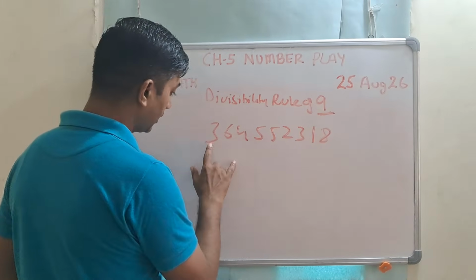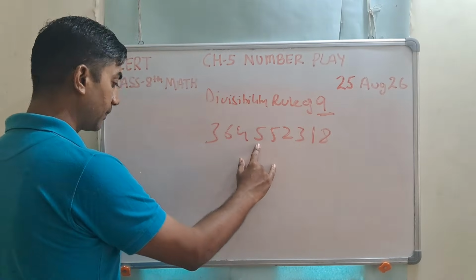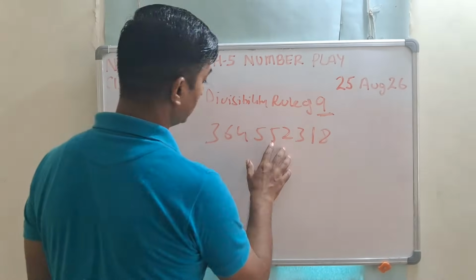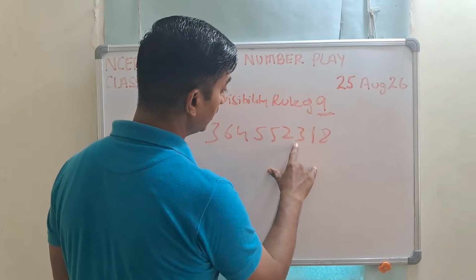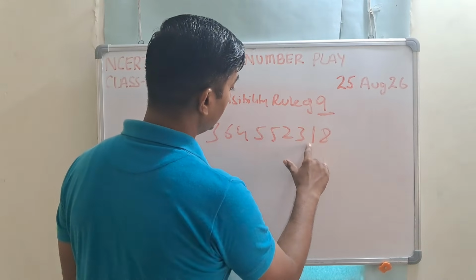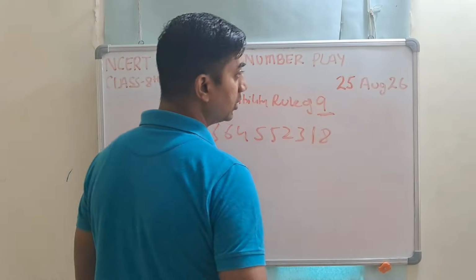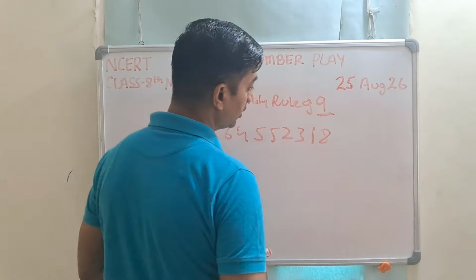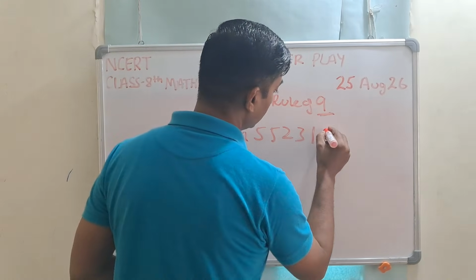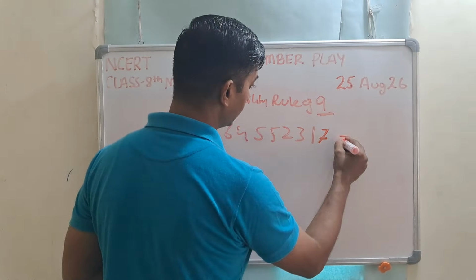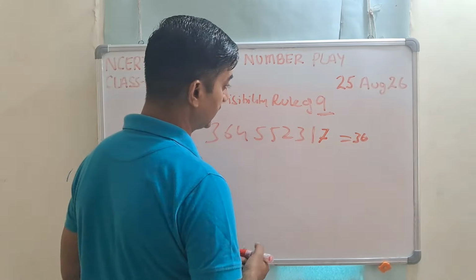Okay, let's check again. 9, 9 plus 4 is 13, 13 plus 5 is 18, 18 plus 5 is 23, 23 plus 2 is 25, 25 plus 3 is 28, plus 1 is 29. 29 plus 8, what is 29 plus 8? 37. Understood? So if we write 7 here, then the sum is 36. Actually, we have to write a number such that the sum is 36.